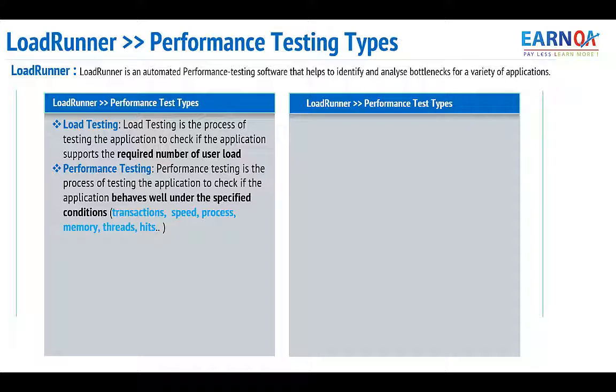The second category of testing is called performance testing. Performance testing is the process of testing the application to check if the application behaves well under the specified conditions: transactions, speed, process, memory, threads, hits, and bytes. It also depends upon the number of user load on the application.